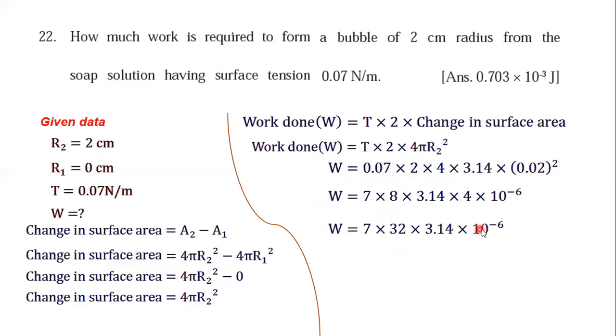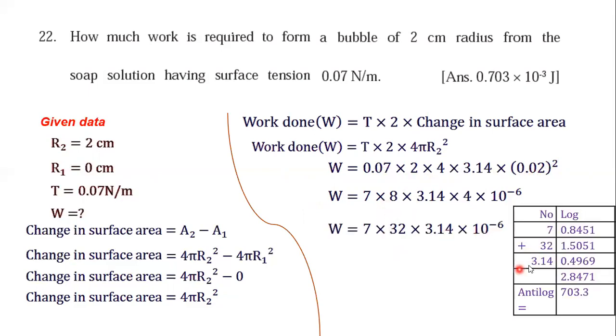So after doing this calculation by log, means log of 7 plus log of 32 plus log of 3.14, we get 703.3 into 10 raised to minus 6 as it is. So this is the work done in joule. Or we can write it this way also, 7.033 into 10 raised to minus 4.